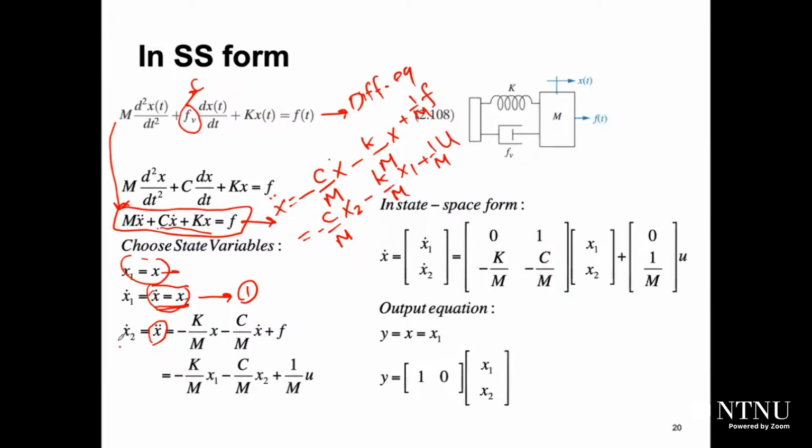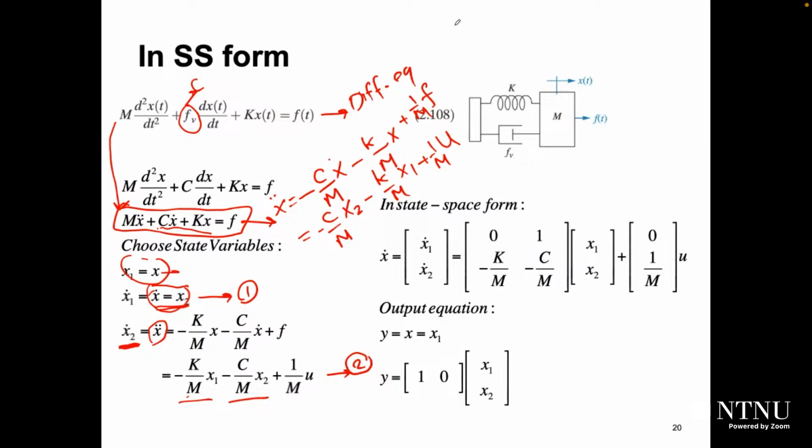So as you can see here, x2 dot equal, just arrange it. So it will be minus k divided by m multiplied by x1 minus c divided by m multiplied by x2 plus 1 divided by m multiplied by u. So this one will be my second state equation. So now we have two state equations, x1 dot equal x2, you see, and x2 dot equal that part.